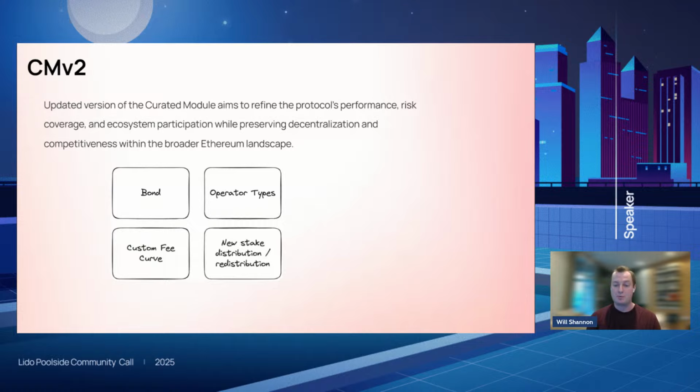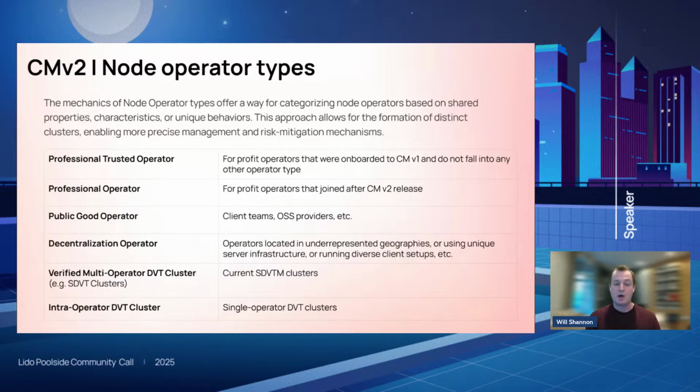So the four main features we'll touch on are bonding, operator types, custom fee curves, and this new stake distribution and redistribution mechanism I mentioned. What's really cool here is that these features lean on the experience from the curated module that has been around since 2020, but also from CSM. It adopts a lot of the features that have now been tested on mainnet with CSM, with hundreds of node operators running validators there. So the first we'll talk about is node operator types.